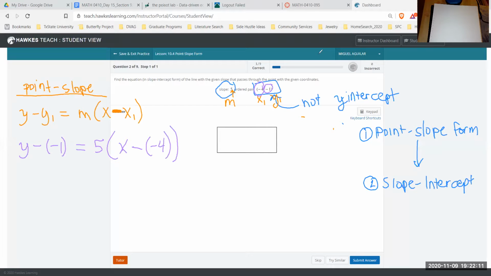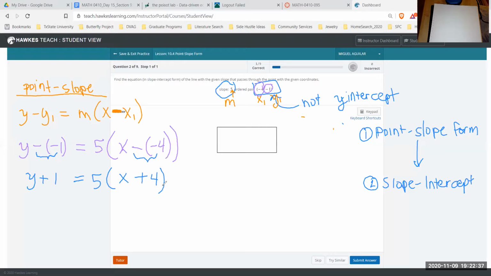And now we have to start simplifying this. Anytime you have negative, negative, you'll just change that into y plus 1, just because it makes more sense and it's much simpler to read it that way. Y plus 1 is equal to 5 times x, and then again we have this minus minus, so we'll call that plus 4.